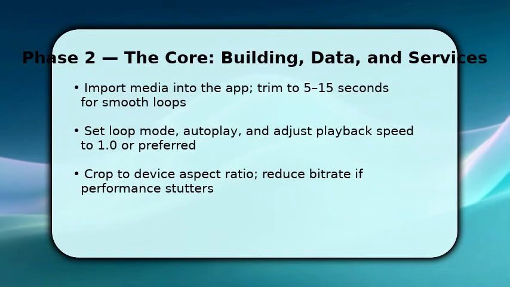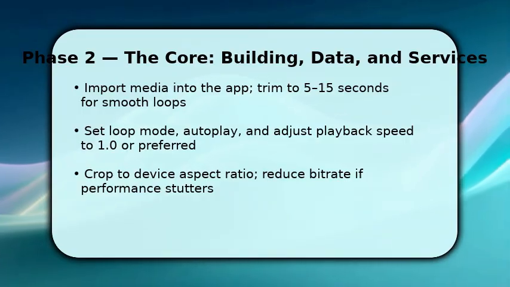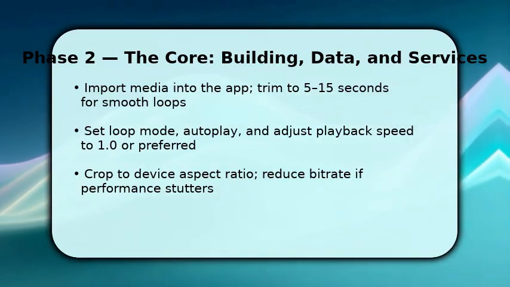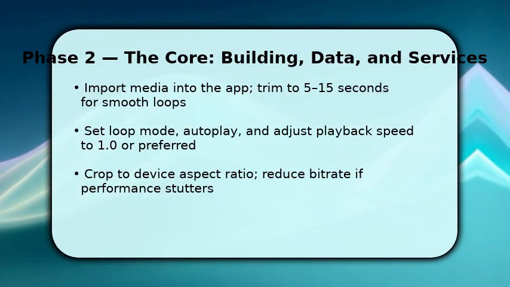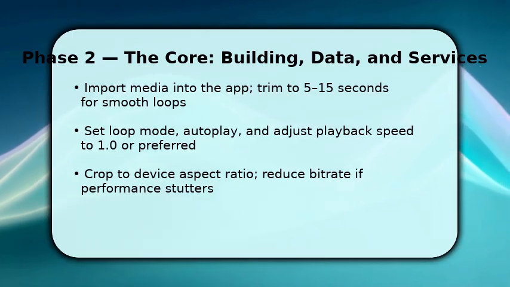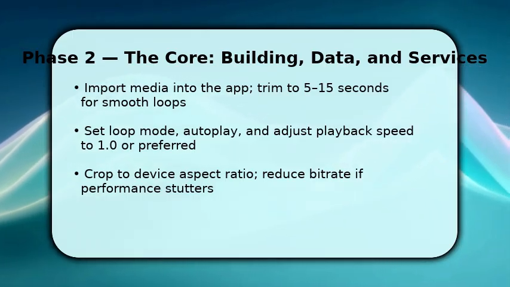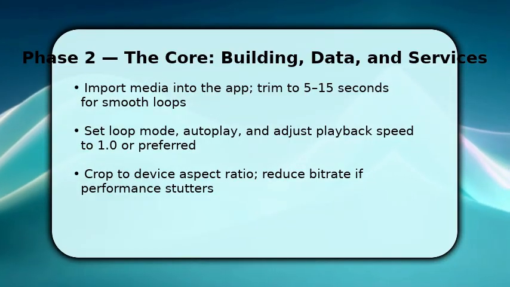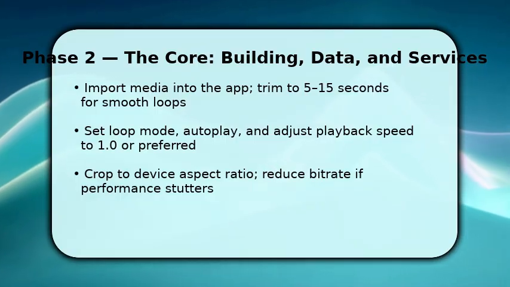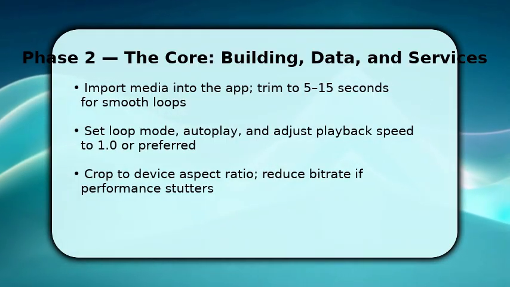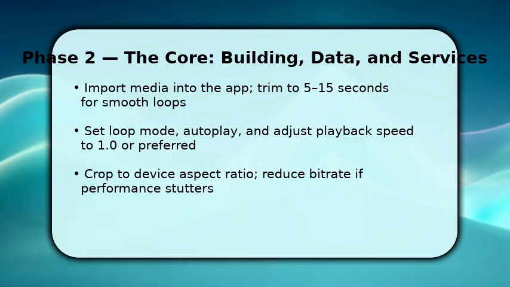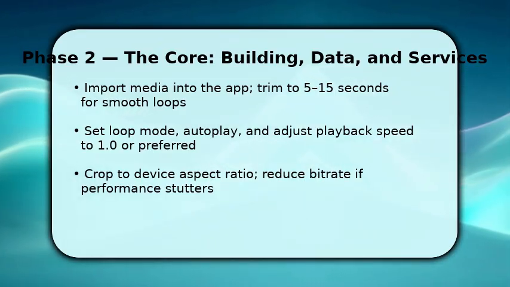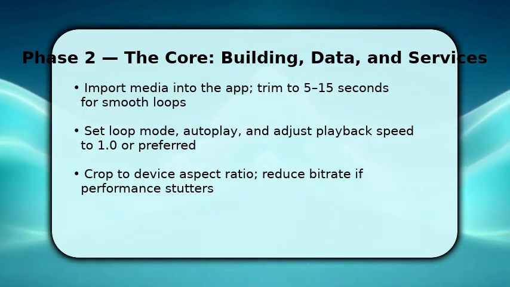You now import the trimmed clip into the Wallpaper app and set it to loop. Shorter, 5 to 15-second loops conserve battery and look seamless. Next, configure playback settings, autoplay, loop mode, and speed at 1.0 for natural motion, or slightly slower for subtle effects. Make sure to crop to the phone's aspect ratio to avoid black bars, and lower bitrate or resolution if the preview drops frames. This keeps the live wallpaper smooth and responsive on Vivo hardware.